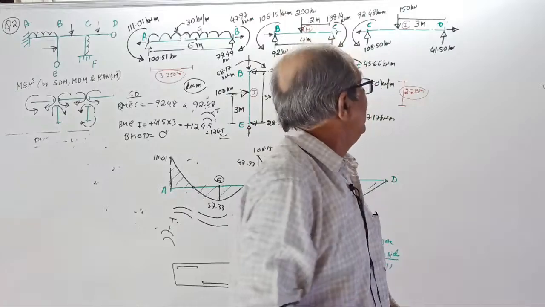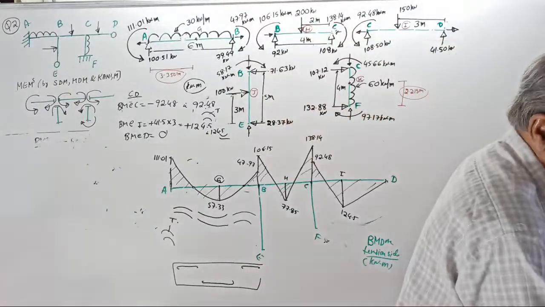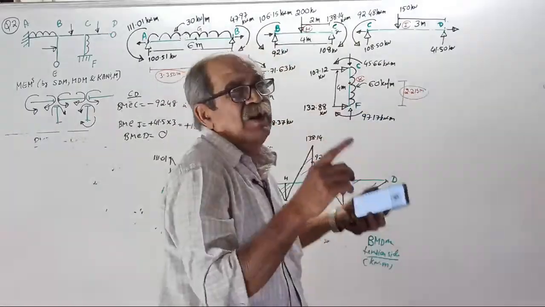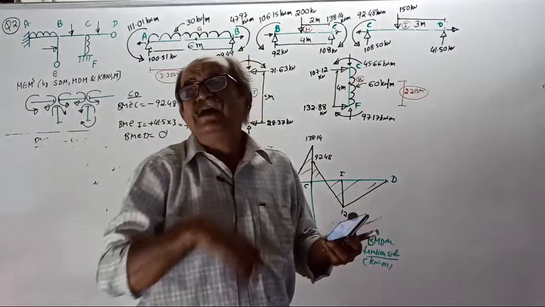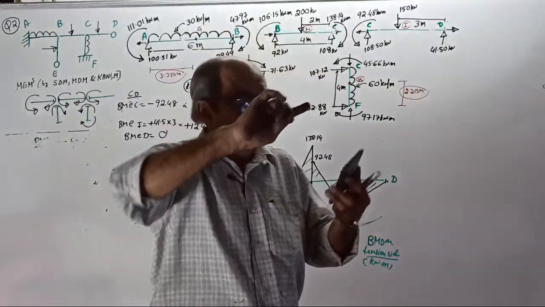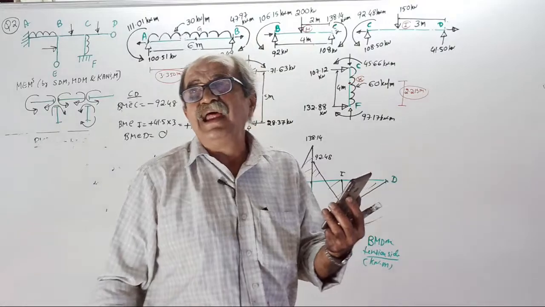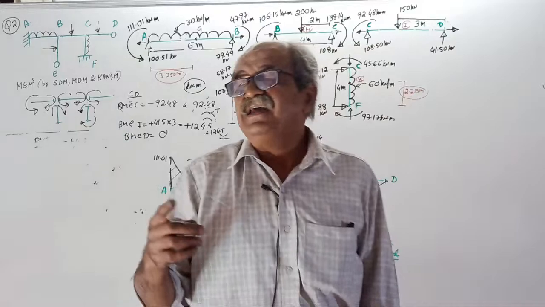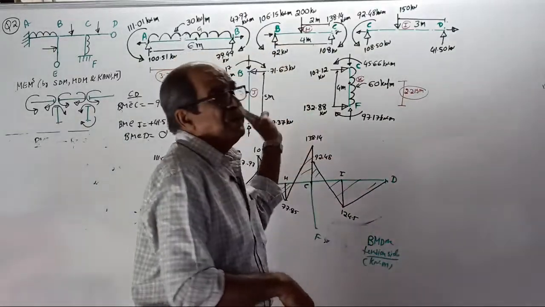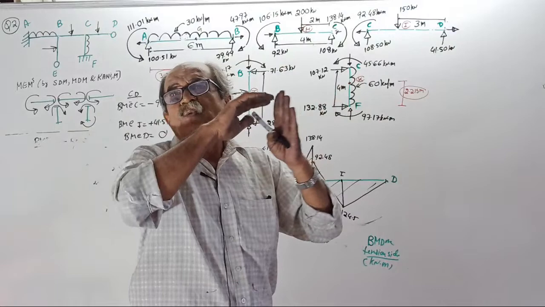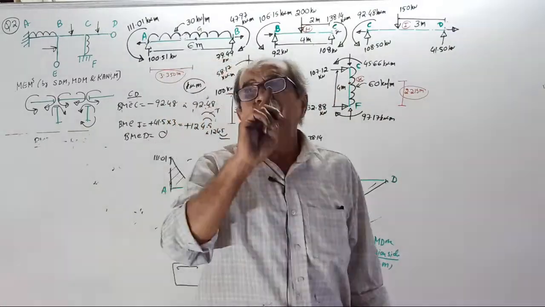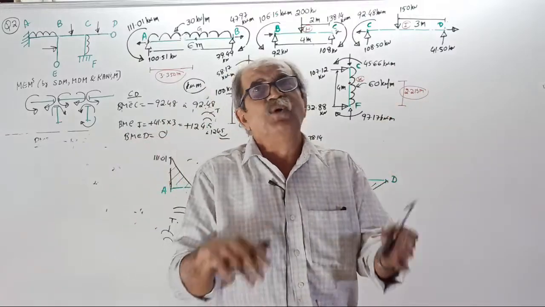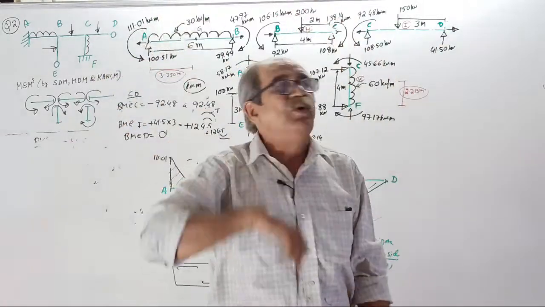Is it correct? Is it correct? Is it correct? BM, if you go from the left side, whatever BM you get, if you look at the right side, you get the opposite BM. Therefore, the sum of the BM at any point looking at either side is 0. Whatever BM comes from the left side and whatever comes from the right side, they are equal in magnitude but opposite in direction. Therefore, the sum of the BM is 0.